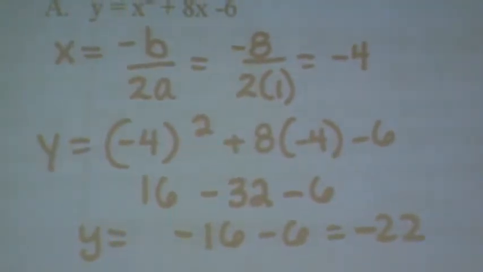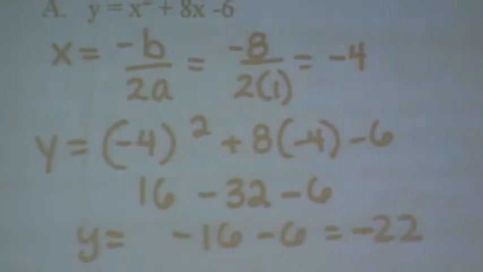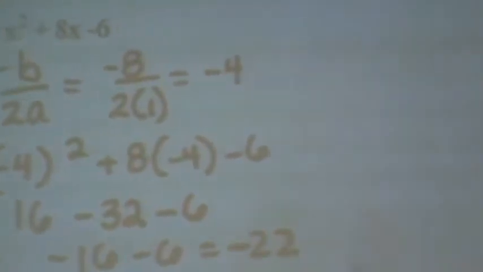Is that all it is for these numbers? That's why. That's your y value. So now, what does vertex form look like?